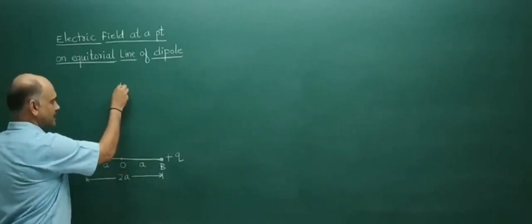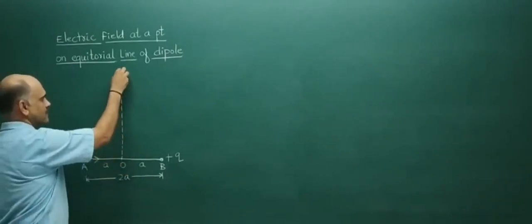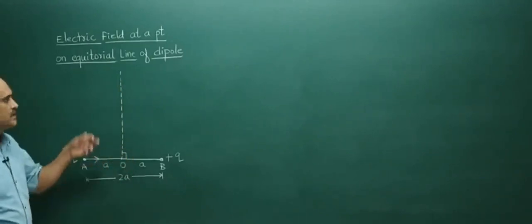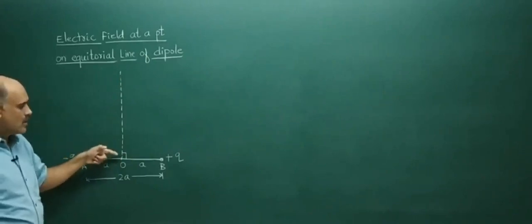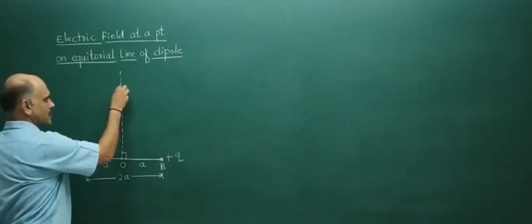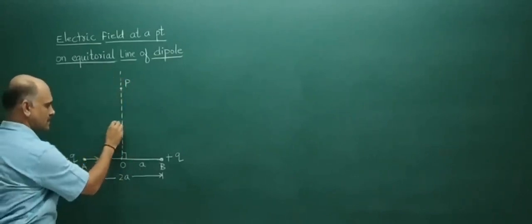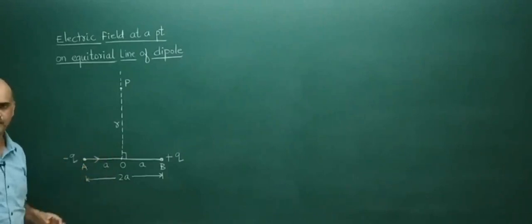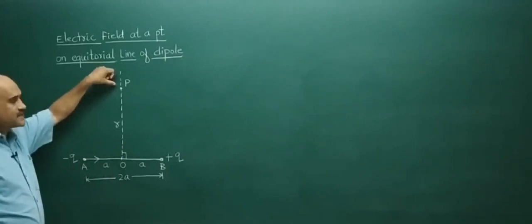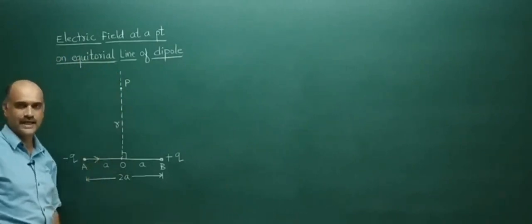Now if I take a perpendicular line passing through the center O, this is nothing but our equatorial line, or you can say the perpendicular bisector. On this equatorial line, take a point P at a distance r from O. We are required to find the expression for the electric field at point P, the formula for E at P.